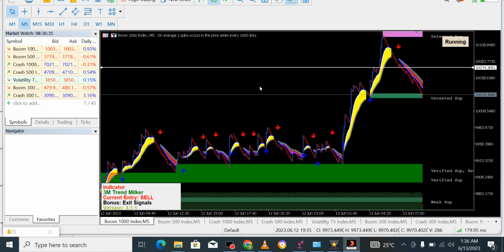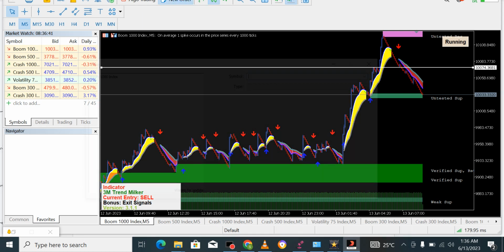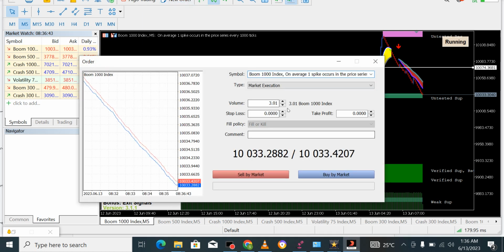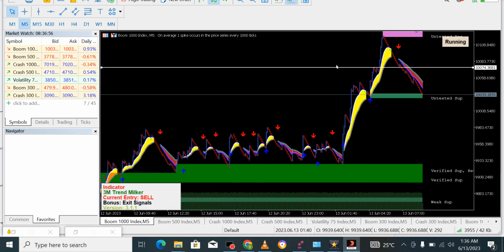Okay guys, this is our chart, and this is Boom 1000. For you to set up your pending orders, you click on new order first. Okay, right here for new orders, that is where you set up your pending orders. Before I come to this, let me quickly explain this to you.